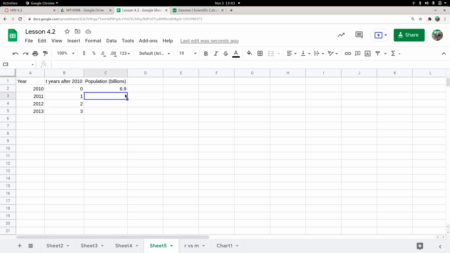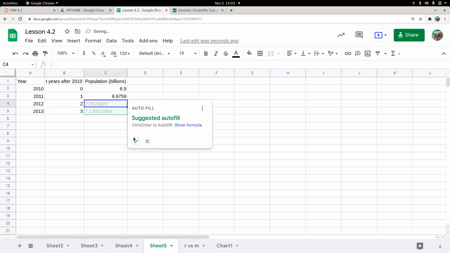Now the formula we just came up with was equals the starting amount. I'm just going to type the 6.9 times my growth multiplier was 1.011, and then raise with the hat button, shift 6, to T, not the year, T, very important. And then sure, we'll autofill that down.